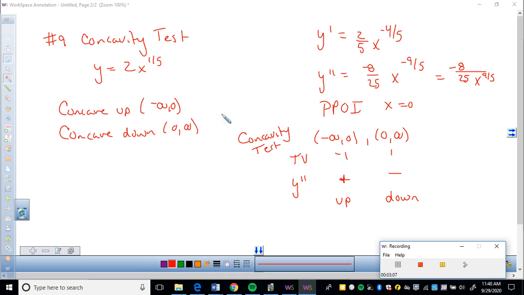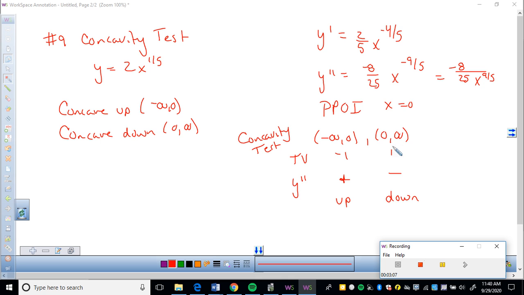Okay, on this one, they asked us to use the concavity test to find the intervals where the function is concave up or concave down. So my original function was 2x to the 1/5. So I needed to get to my second derivative. My first derivative would be 2/5 x to the negative 4/5, and my second derivative would be negative 8/25 x to the negative 9/5, or negative 8 over 25 x to the 9/5. We want to find where that equals 0 or is undefined. Well, it never equals 0, but it is undefined at x equals 0.